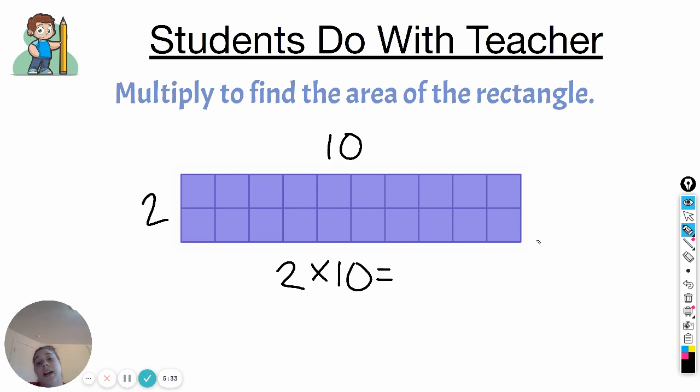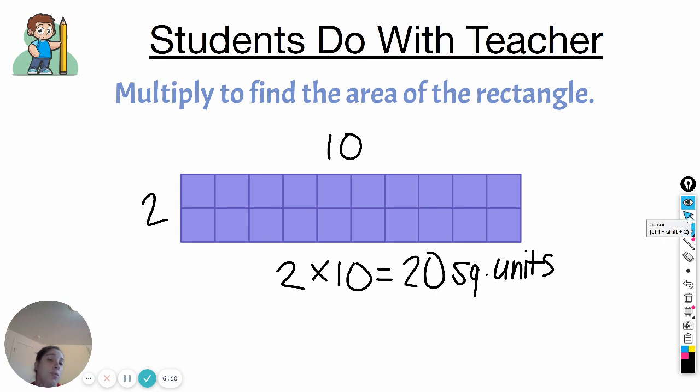So to find 2 times 10, you could count by 10 2 times or 2 10 times. I'm going to count by 10 twice. 10, 20. So you should have messaged me that the area was 20, and bonus points if you labeled it as square units. And the reason it's square units is because the unit we're measuring in are these squares. Okay? So if we were to count all of these squares in this rectangle, there would be 20 of them.